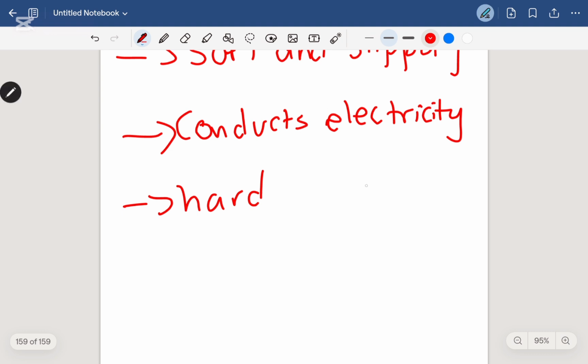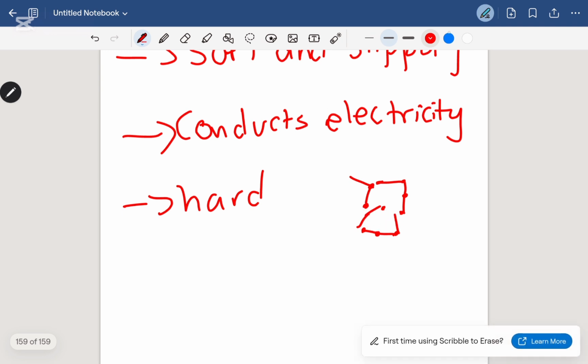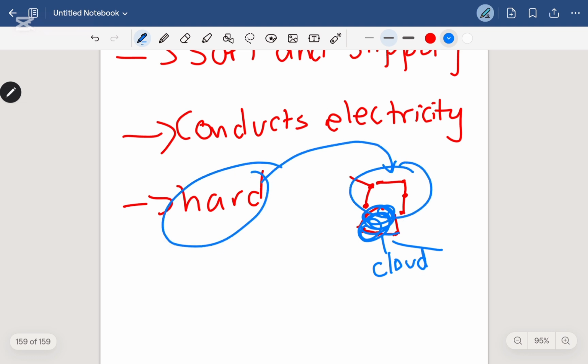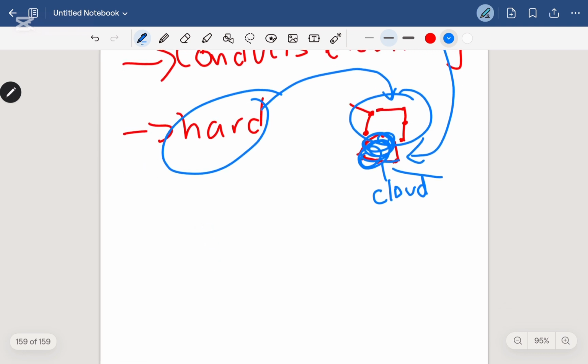So let's say this is what it looks like. Sorry, I'm not the best artist. And then there's another layer here. So in this gap over here, I'm going to color it in blue. This is the cloud or the layers in between. When we're talking about it being hard, we're talking about this and not the layers. So this has strong covalent bonds that cause it to be hard. But in the layers, when we're talking about it being soft and slippery, it is here. It has the weak van der Waals forces.